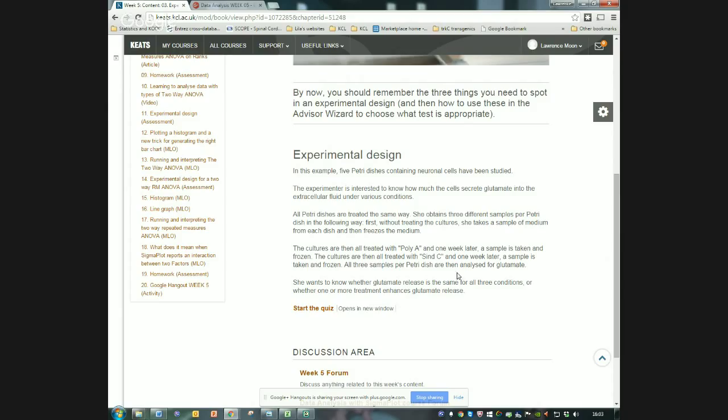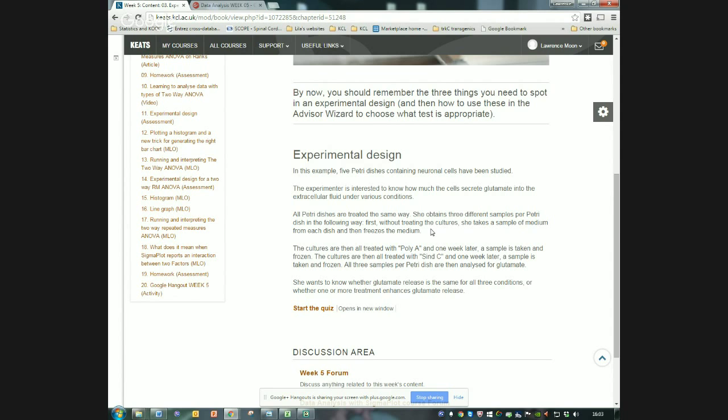You should be able to see this is a repeated measures design. We have 5 Petri dishes that have a sample removed first with no treatment, then with treatment with poly A, then with treatment with Syn C. So each Petri dish undergoes 3 treatments, and you've measured the same thing repeatedly. You've measured glutamate repeatedly from these 5 Petri dishes. So this is clearly a repeated measures design. There's only one factor in this design, and that's the treatment. We're interested to know whether the treatment affects glutamate release.